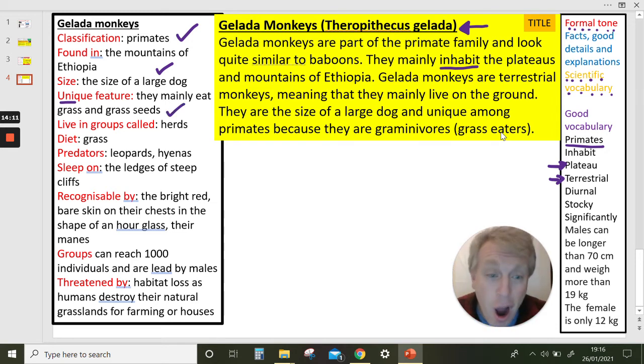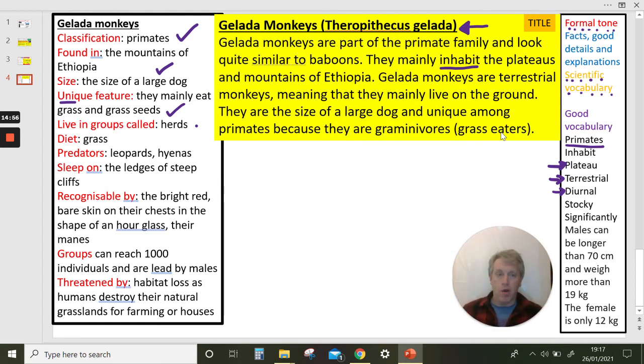Okay, well, I hope you feel that you could write your own paragraph. You'd want to keep looking at all of this information. They live in groups called herds, which can reach very large numbers. Up to 1,000 individuals have been recorded in a herd of Gelada monkeys. We need to tell them about the predators, where they sleep. Don't forget some of these words. They are diurnal creatures. We could give some facts about the size of them, that the males are significantly bigger and stronger than the females.